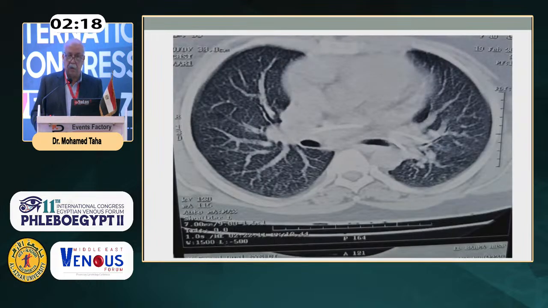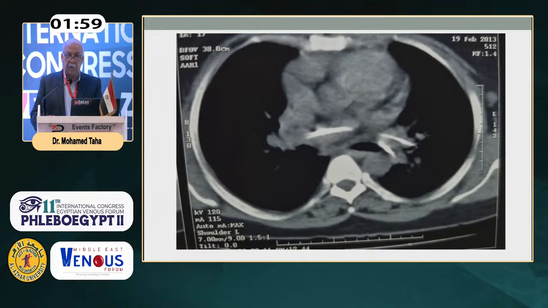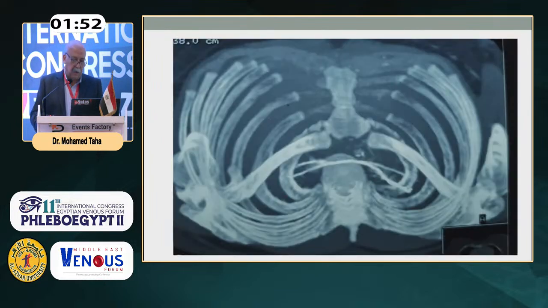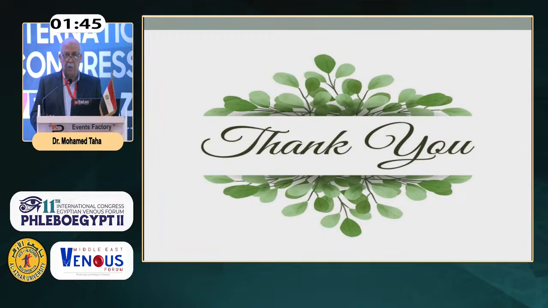CT scan, this is the pulmonary window. We see the rigid, opaque, dense white wire. This is the mediastinal window. We also see the guide wire in the right pulmonary and left pulmonary artery. This is the CT 3D reconstruction. You see the guide wire. Thank you very much.